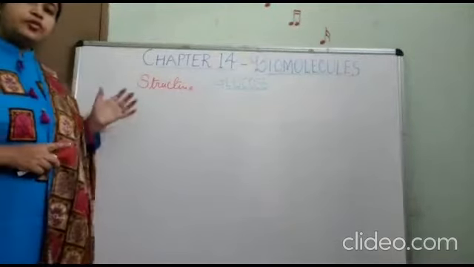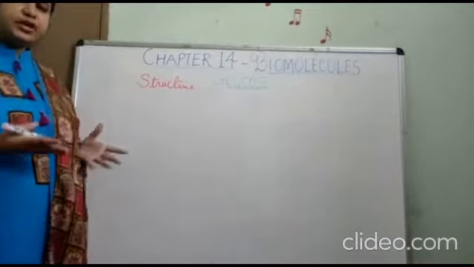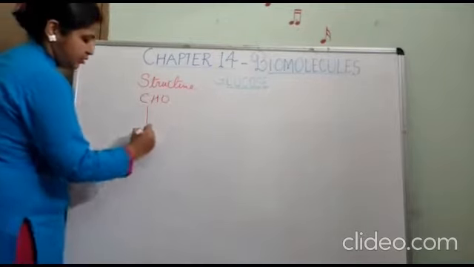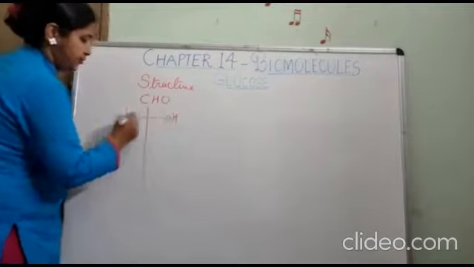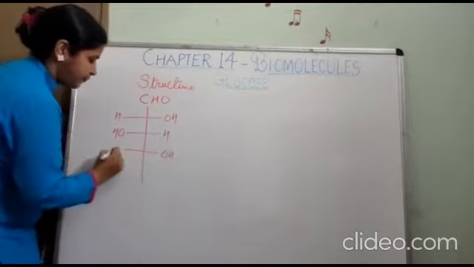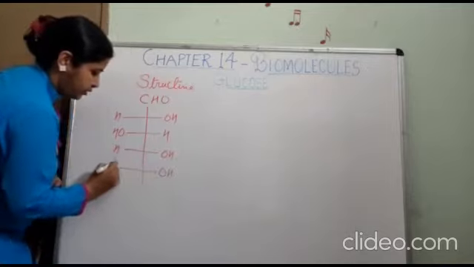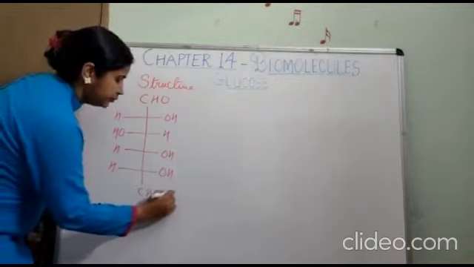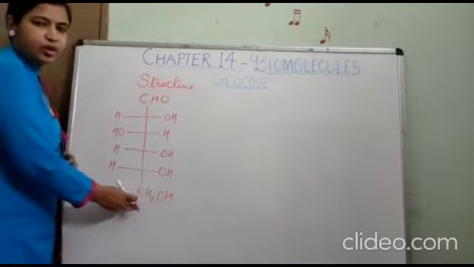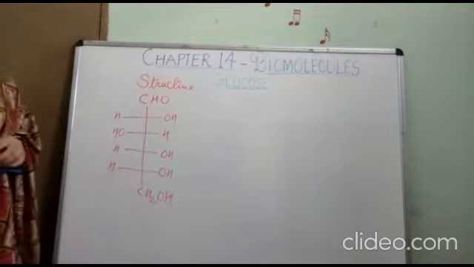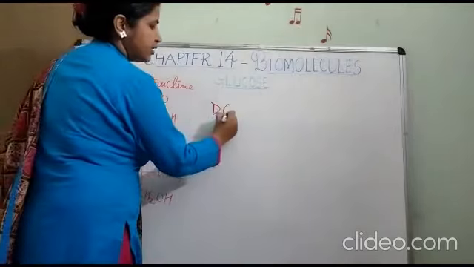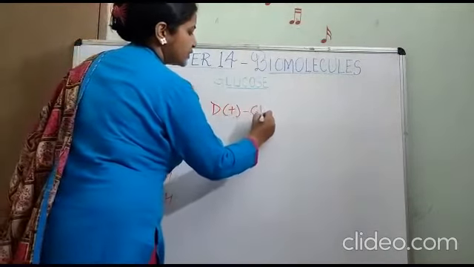Now on the basis of the observations which we have studied and several other observations, the structure of glucose was given as follows. Here is the aldehyde group which we have talked about, and here is the primary alcoholic group. So this was the structure of glucose which was finalized. Now the name of this structure was given as D(+) glucose.